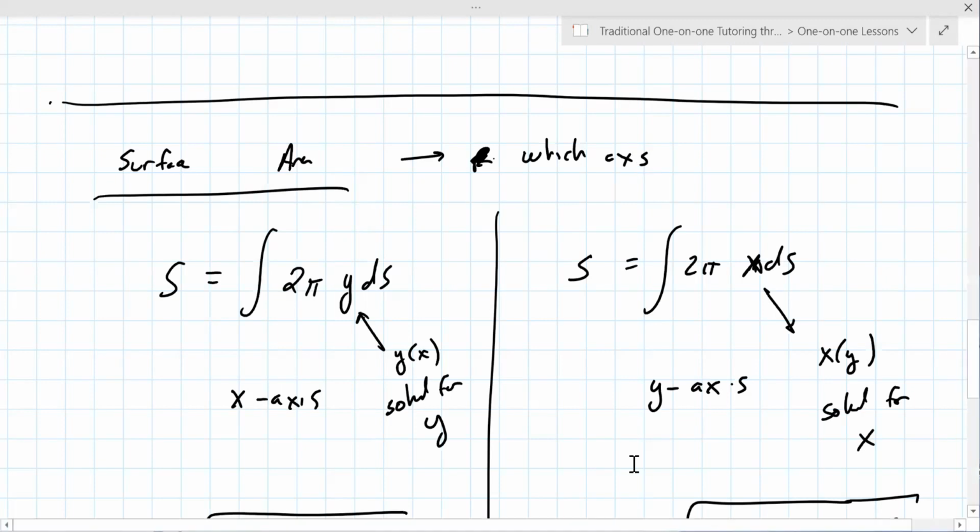We don't need to do it, but 8 is the same as that. It's already solved for one variable versus another. You just have to mix it up a little bit.